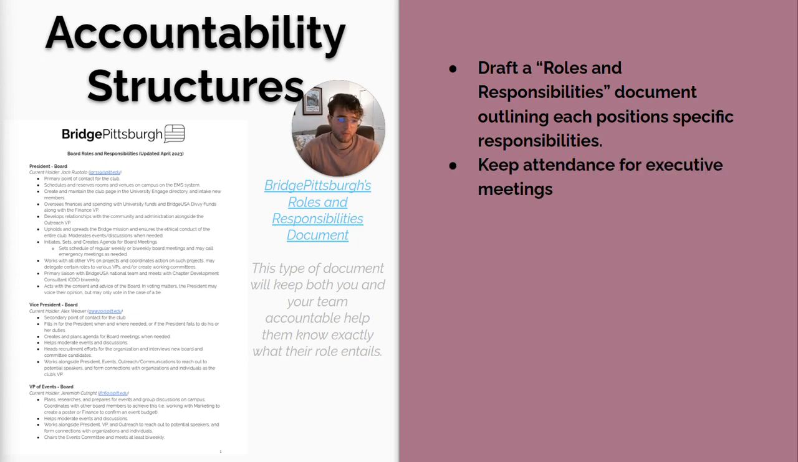Alongside keeping accountability with your team structure, you also want to make sure you're keeping attendance for your executive meetings and impose a penalty system for missing required executive meetings. Make sure people aren't allowed to just skip when they want to skip.